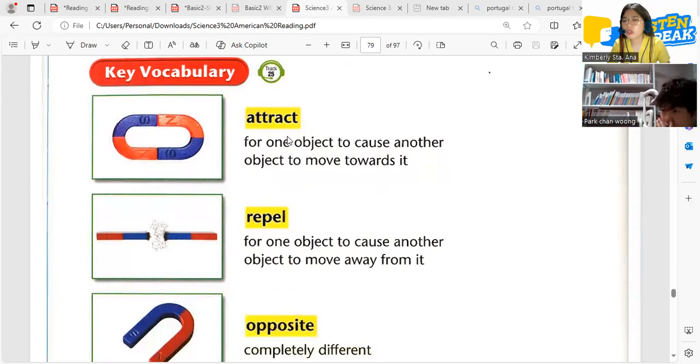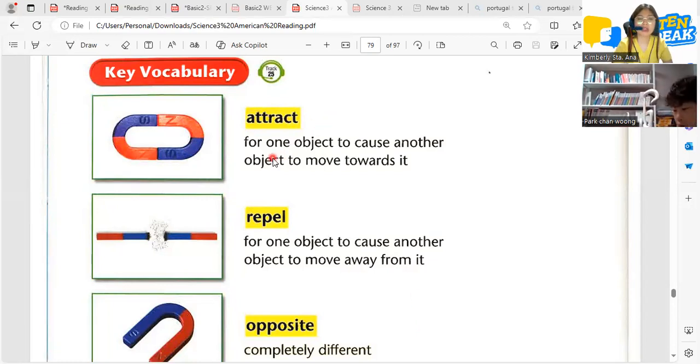So we have the first one. The first one is... Read the word for me. To attract. Attract. For one object to cause another object to move towards it. So magnets attract opposite poles, okay? So if you use the same poles, they will repel each other.